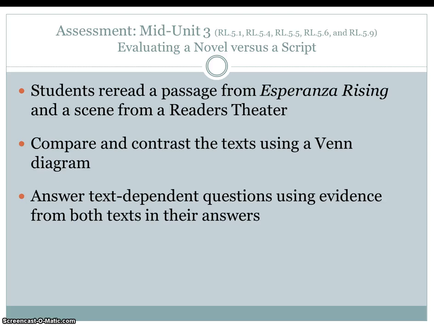Mid-Unit 3, Evaluating a Novel versus a Script. Students will reread a passage from Esperanza Rising and a scene from a Reader's Theater. Students will compare and contrast the texts using a Venn diagram. Students will then answer text-dependent questions using evidence from both texts in their answers.